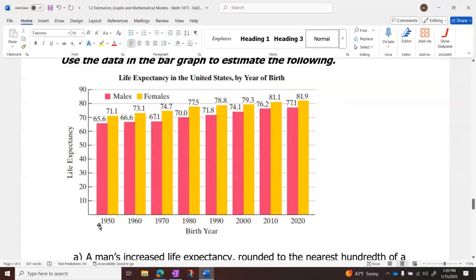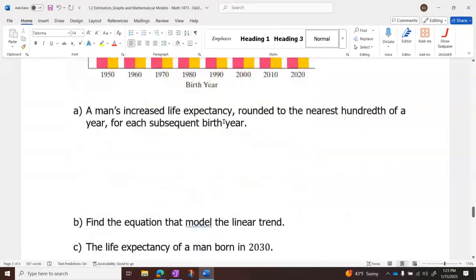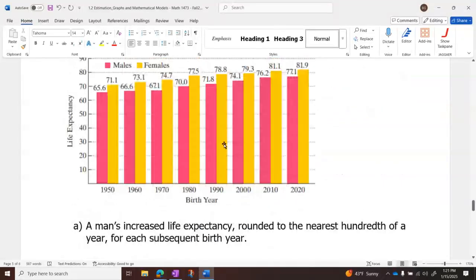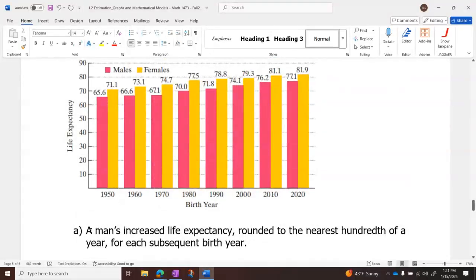So as you can see, in 1950, the average life expectancy for a male is 65.6 years old. For female, it is 71.1 years old, and so on and so on. So that's how you understand the graph here. We have 3 parts to complete. Let's look at the requirement for part A.